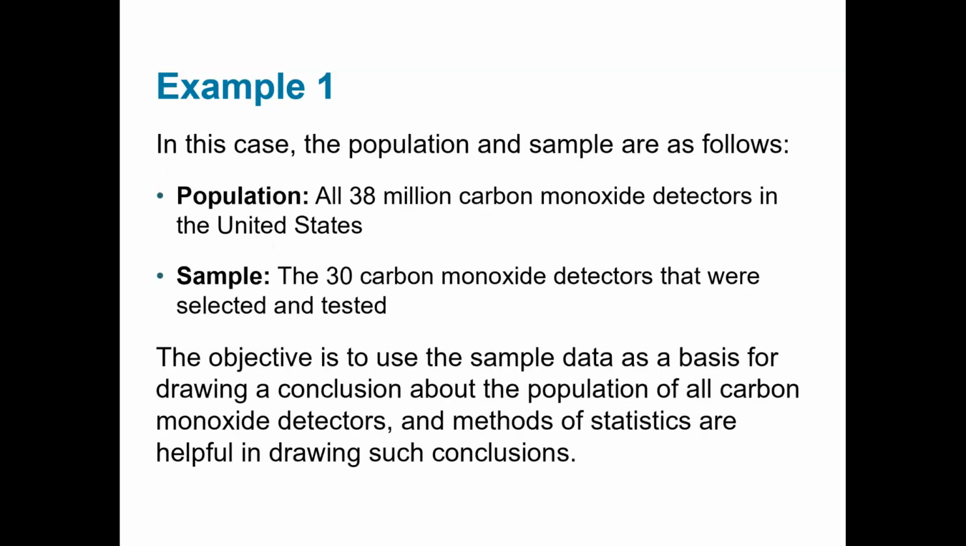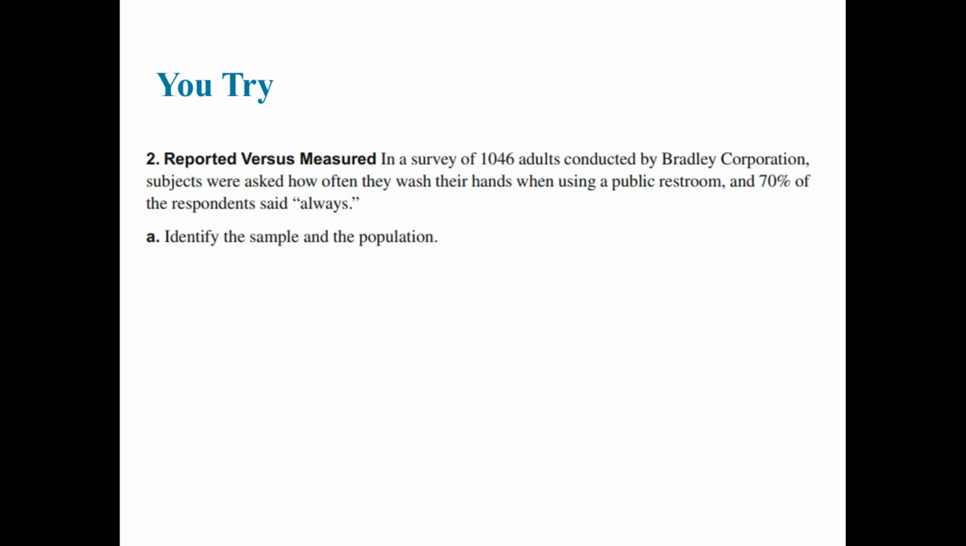In this case, the population is all 38 million carbon monoxide detectors. Remember, the population is every member of the group that we're interested in. And a sample is the sub-collection. So the 30 carbon monoxide detectors that were selected and tested is our sample. Now it's your turn. Press pause, read the problem, solve it, press play when you're ready to see the answer. And here's the solution.